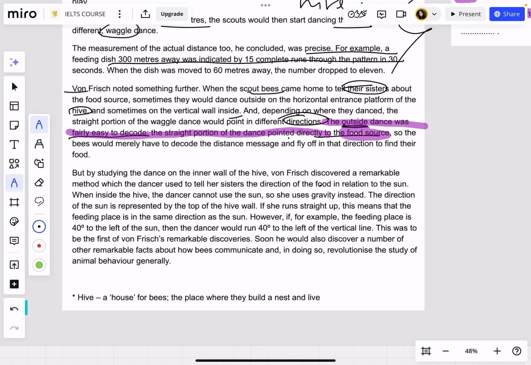By studying the dance on the inner wall of the hive, Von Frisch discovered that the dancer used it to tell her sisters the direction of the food relative to the sun.